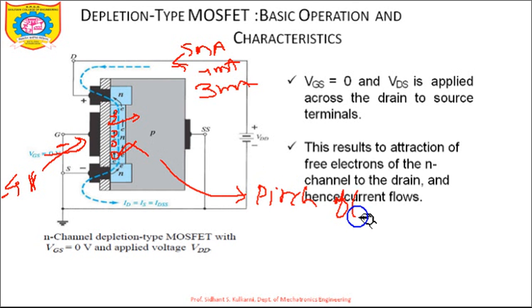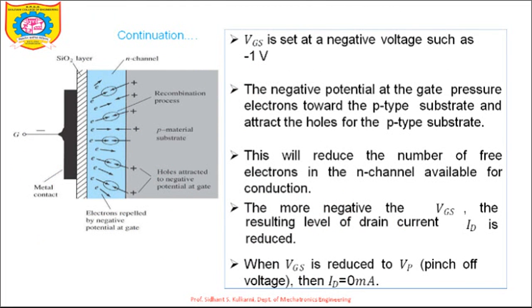So pinch off is a condition when the gate to source junction is reverse biased and the flow of electrons stops, and we say that the MOSFET is operating in the pinch off region. Is it okay? This is the same thing which is explained. The theory points are mentioned here. You can see these electrons are repelled and holes occupy their places, and the flow of electrons is disturbed and reduced, and because of that the current will be reduced. So this is how it happens in the case of a depletion type MOSFET.